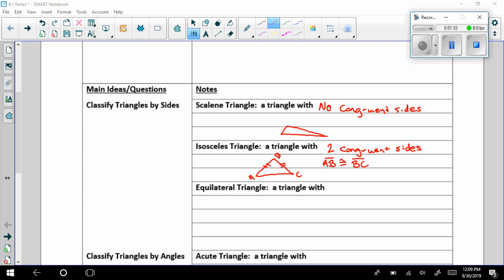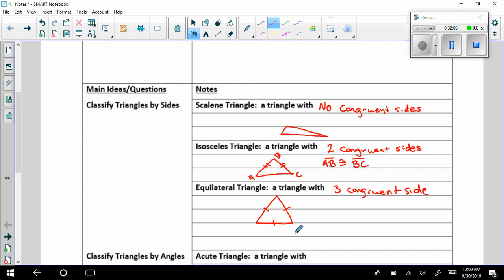And then last, as far as side classifications go, is equilateral triangle, which is a triangle with three congruent sides, which is all your sides are congruent. Those all look the same. With isosceles and scalene, you can have variation as far as how they look. But equilateral, all three of these are the same.